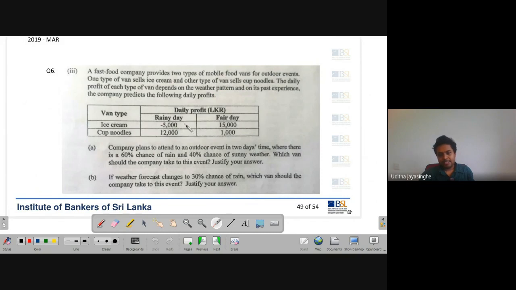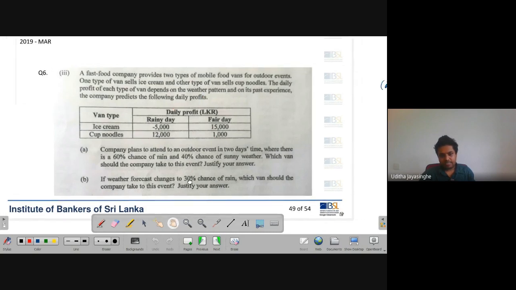Look at these numbers. If it is a rainy day, if you take the ice cream vans, obviously it's going to be a huge loss. What about if you take cup noodles? For a rainy day, everyone will like to go for a nice hot Maggi noodles cup or a different brand. And even if it is a fair day, there will be a positive 1,000 rupees profit.